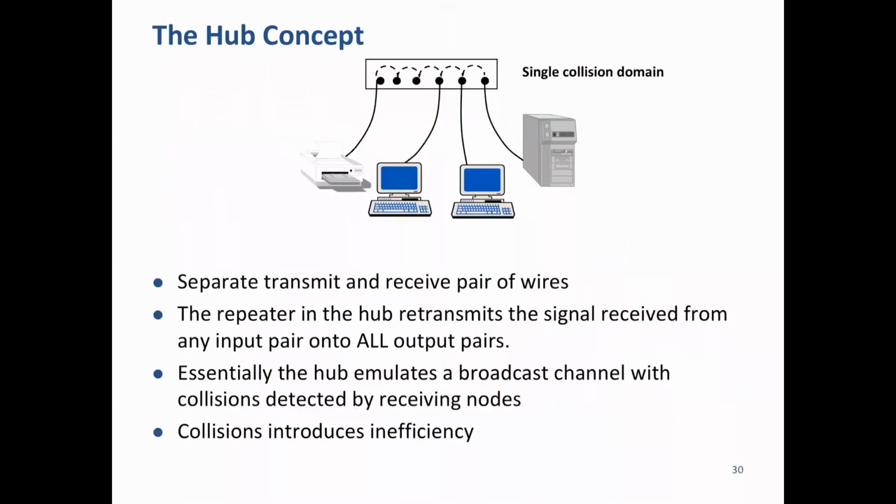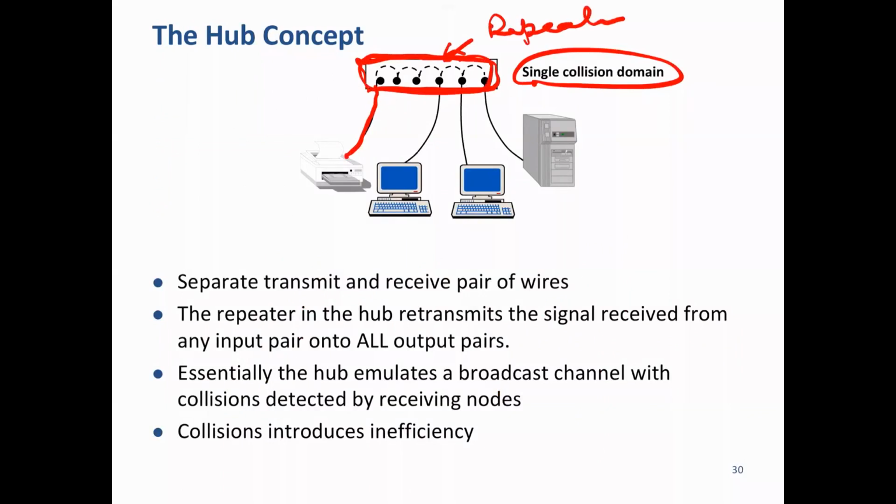So this is the method, right? You can see a hub here, which becomes a single collision domain. Each machine is connected with a pair of wires for sending and receiving signals, and the hub is nothing but a repeater. All right.